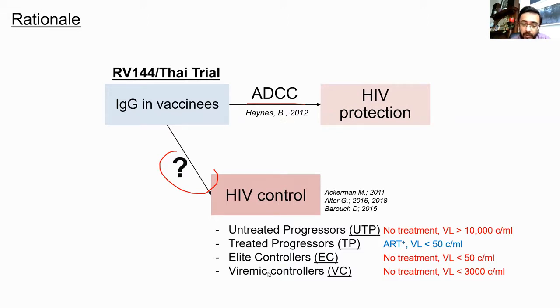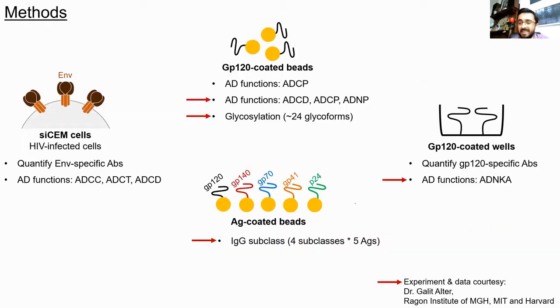Elite and viremic controllers are individuals who can spontaneously control their viremia without any treatment. However, elite controllers have very low viral loads, which are usually below the levels of detection, whereas viremic controllers can stably maintain their viral loads to less than 3,000 copies per ml, as per our study definition. So we collected the plasma from these 4 groups of people with HIV, and we performed these methods as shown here.